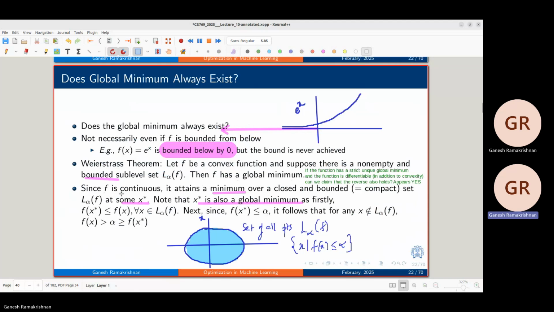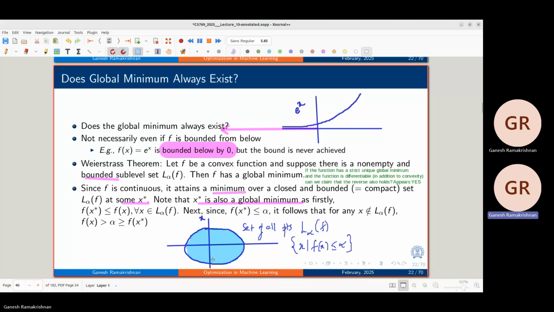Okay, so if f is continuous, it attains a minimum over the closed and bounded set L alpha at some x star. So this x star is also the global minimum. So what is f of x star? Here I've depicted this. If f of x star is less than or equal to alpha, then for any x which is not in L alpha, f of x will be greater than alpha, which is greater than or equal to f of x star. So this just shows that this is a very useful condition.